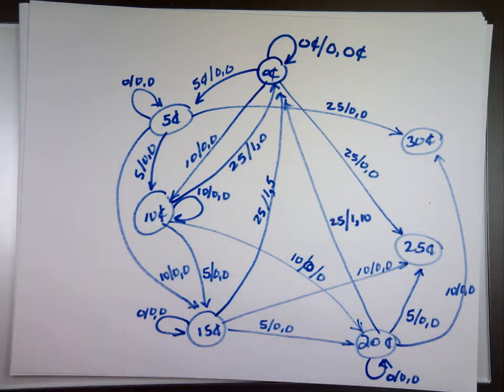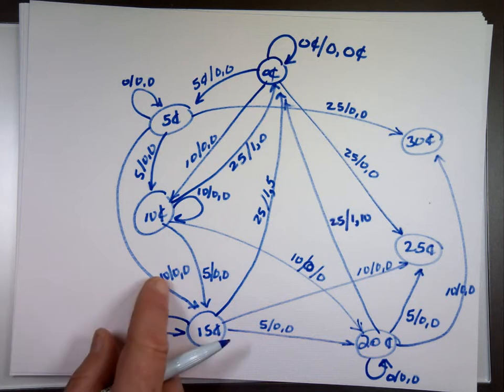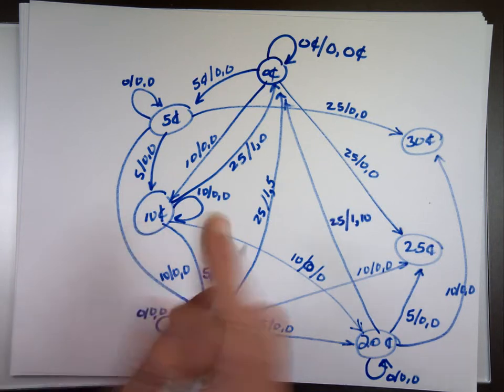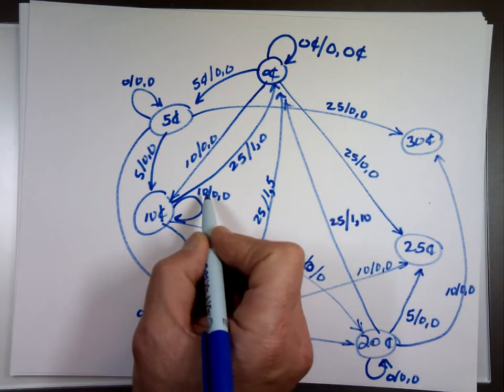For the 10 cents looping back on itself, I think you meant to put a 0. Which one? The 10 cents looping back on itself. The 10 cents state. Oh, he's right. Yeah, that's a 0, not a 10.